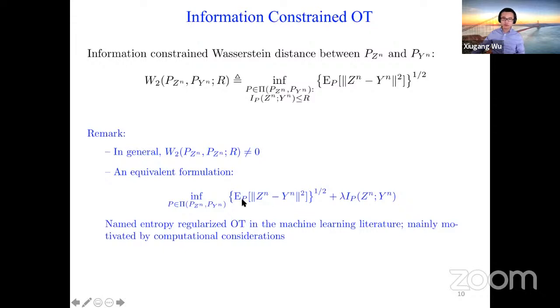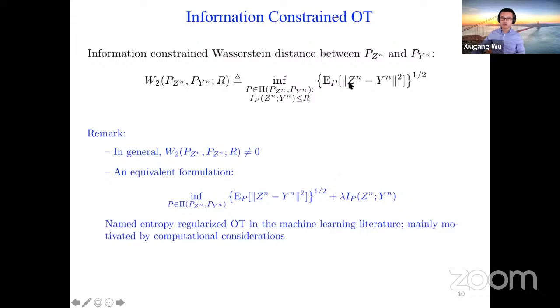And it generally appeared under the name entropy regularized optimal transport in the machine learning literature, because you can really think of this mutual information as the KL divergence or relative entropy. That's why they call it entropy regularized optimal transport. However, the motivation from the machine learning community is mainly computational considerations.